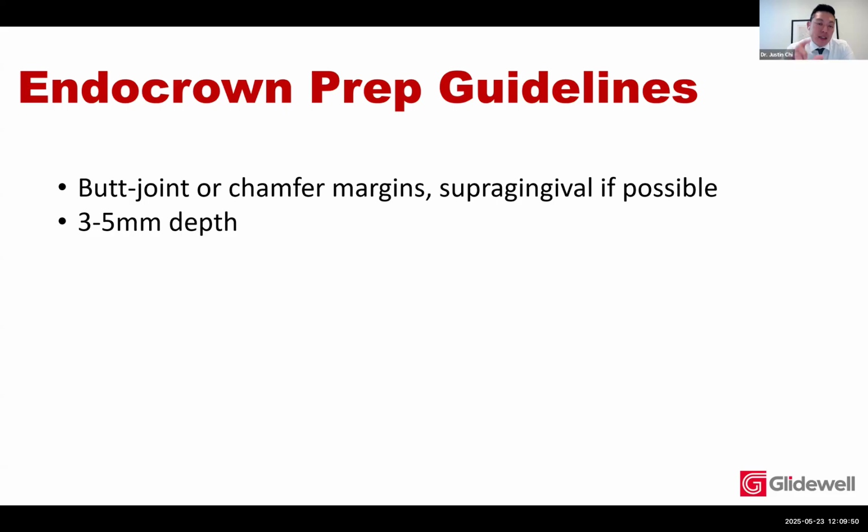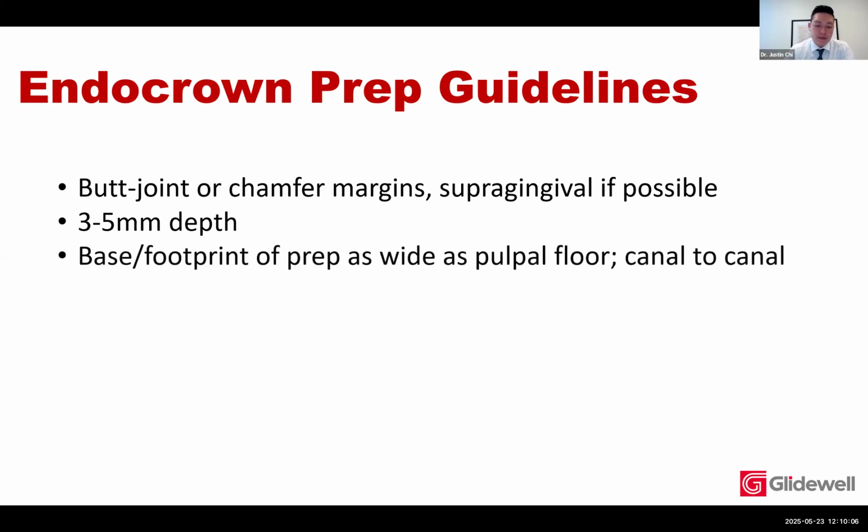The amount of depth into the pulp chamber: we're wanting to have enough material thickness and certainly bulk of material for retention through that zone. So we're looking at 3 to 5 millimeters of depth down into that pulp chamber, basically down to the pulpal floor. And once you've reached the pulpal floor, if the roof of the pulp chamber is not fully uncovered, you want to open that up.